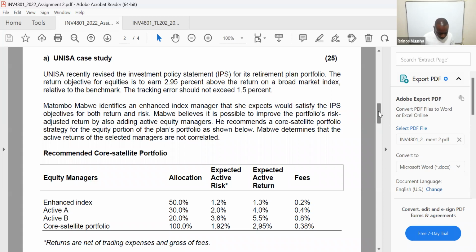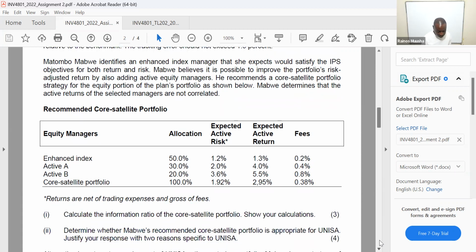for part A of the question, they give us that information. From the given information, they give us information about the return objectives, and also about the tracking error for this portfolio. Based on this, they give us the allocations, the expected active risk, the expected active returns, and the fees that are going to be relevant for these particular portfolios. Then they say the returns are net of any trading expenses and gross of the fees, which means that we would not have taken into account the fees as yet.